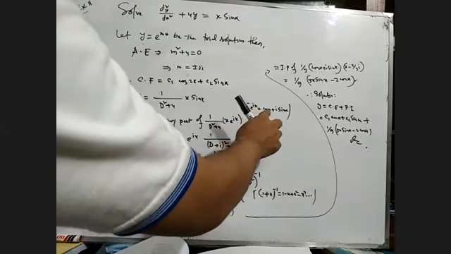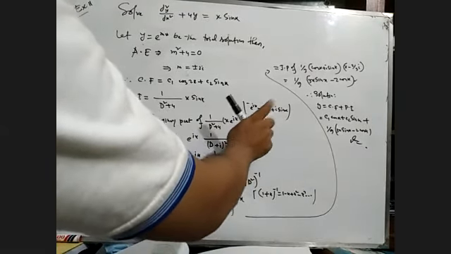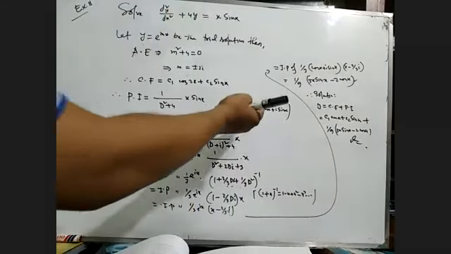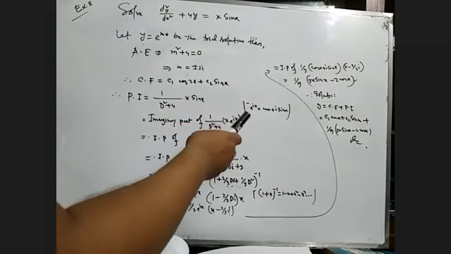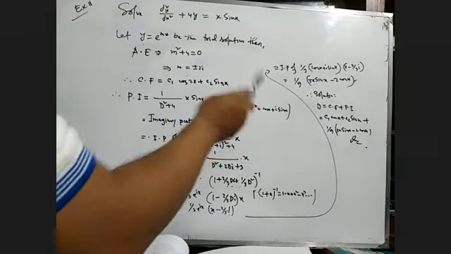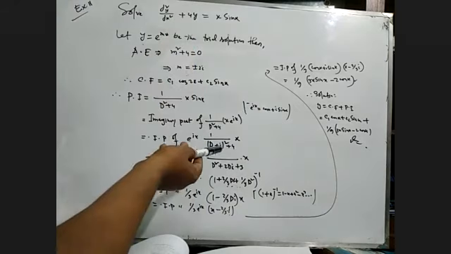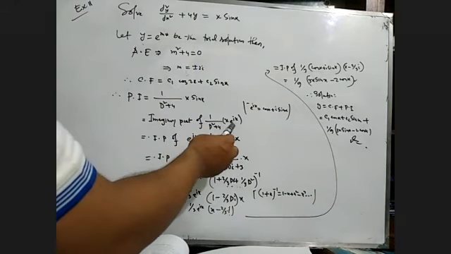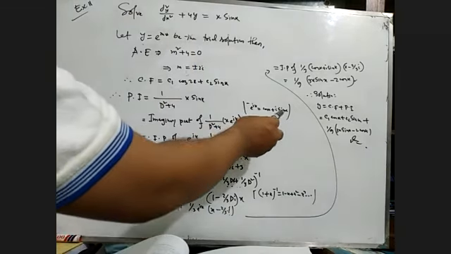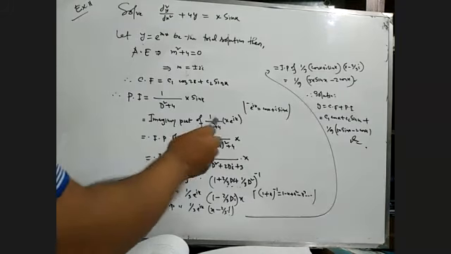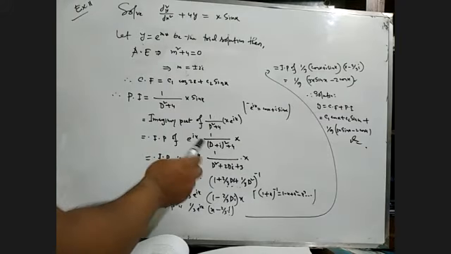E to the power ix equals cos x plus I sin x. This is actually Euler's formula. Remember it. In complex numbers, we have to use this formula. This is the exponential form of a complex number. So from this e to the power ix, sin x is the imaginary part.